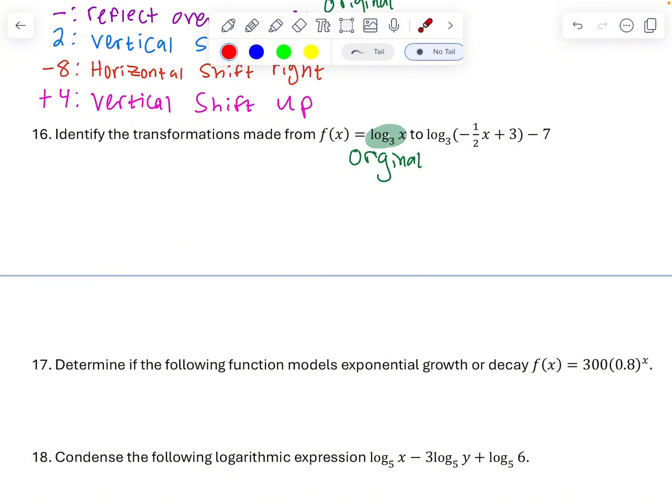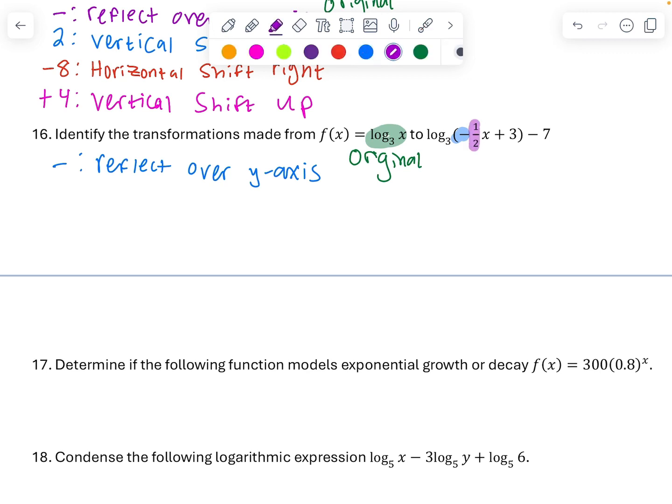So now let's talk about the differences. With this one, I see a negative out in front of our x, but it is inside of the parentheses, so it is not out in front of our entire function. So this negative here is a reflection over our y-axis because it is inside of those parentheses. Remember, anything inside parentheses deals with horizontal transformations.